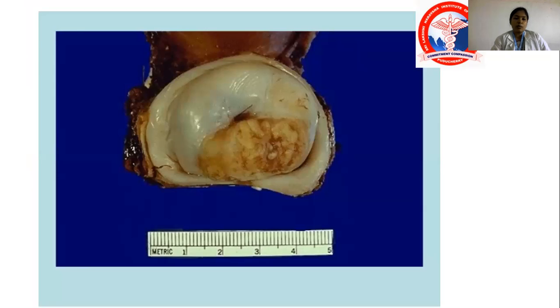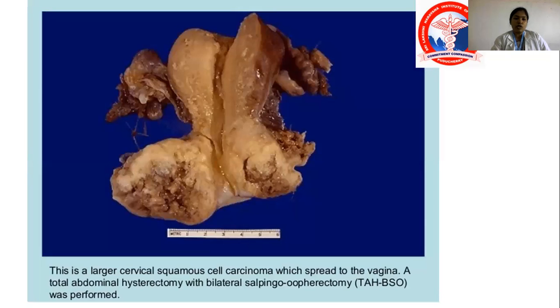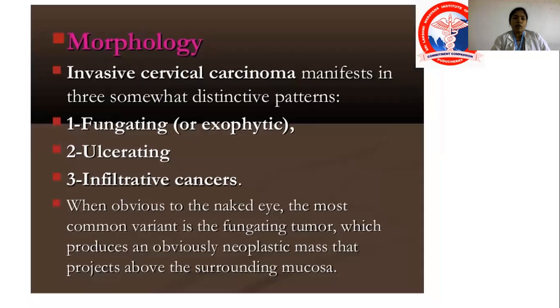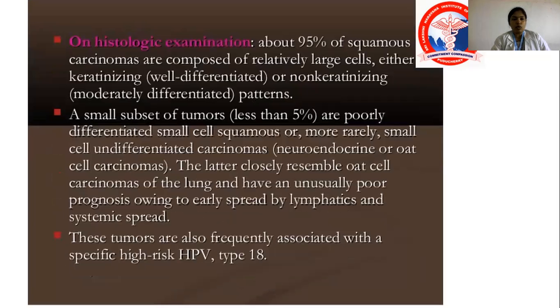This is a histopathological picture of squamous cell carcinoma of the cervix. Another picture showing a large squamous cell carcinoma which spreads to the vagina. Morphology: invasive cervical carcinoma manifests in three forms: fungating, ulcerating, and infiltrative cancer. When obvious to the naked eye, the most common variant is the fungating tumor, which produces an obviously neoplastic mass that projects above the surrounding mucosa.